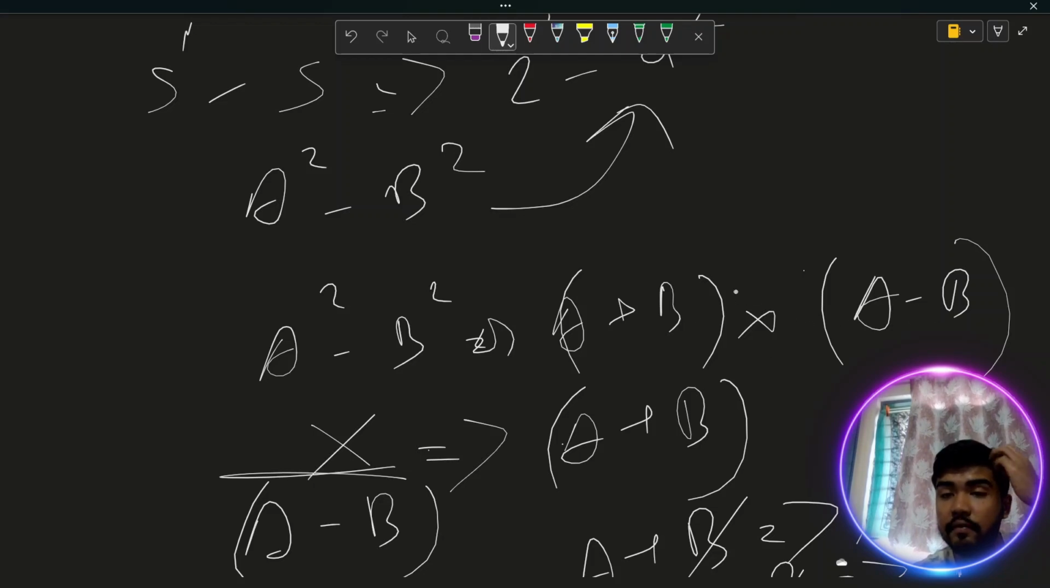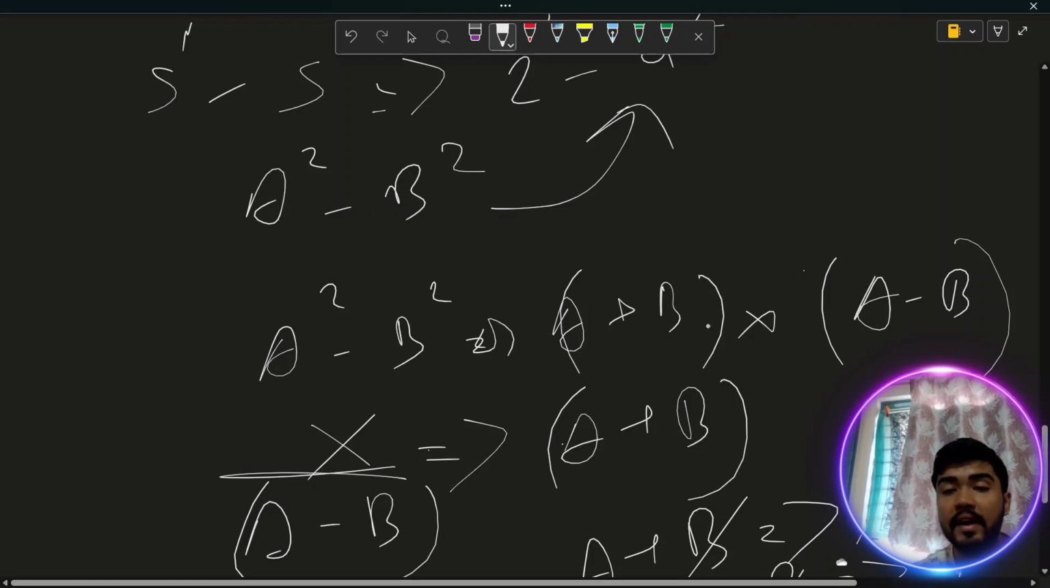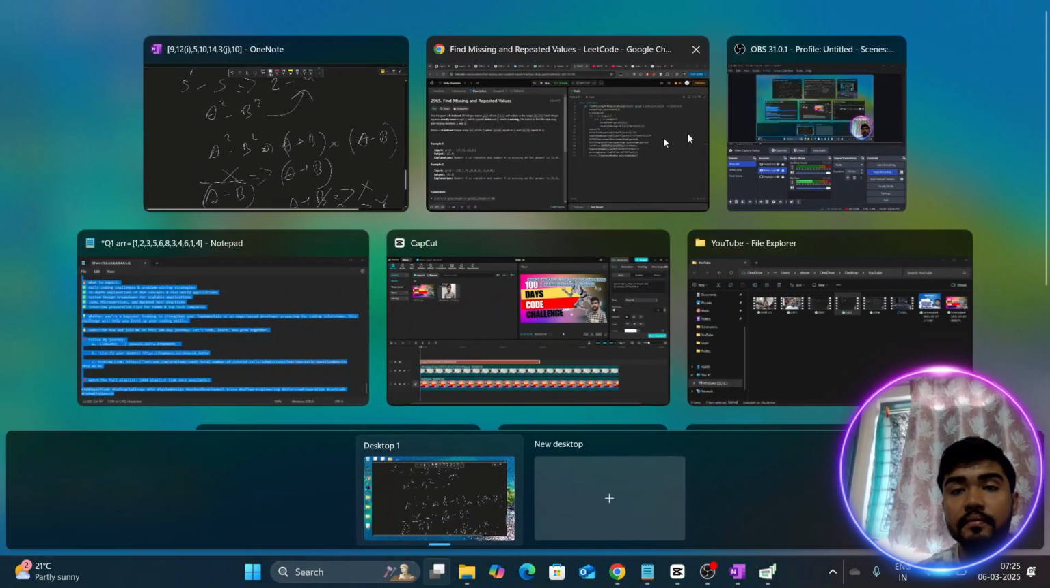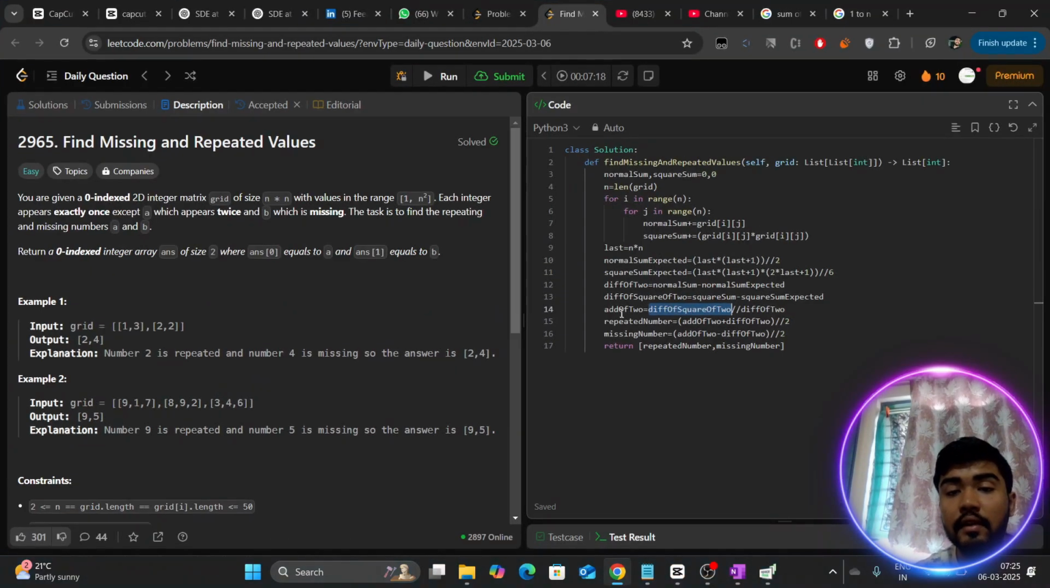So if we divide both of them, as per the mathematical formula, we are going to get a plus b. A square minus b square can be written as a plus b into a minus b divided by a minus b. The a minus b and a minus b get cancelled, so we are ending with a plus b. That is add of 2.